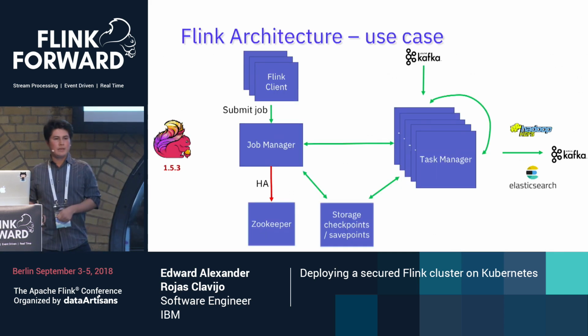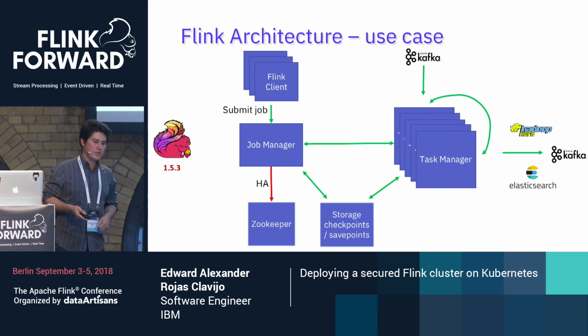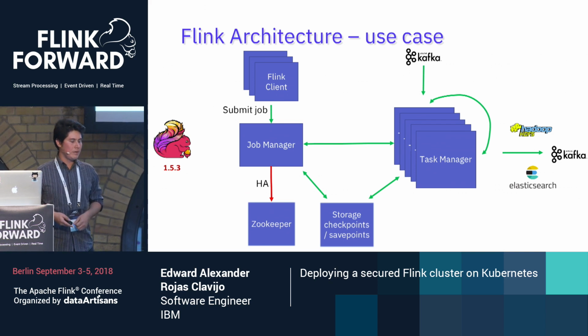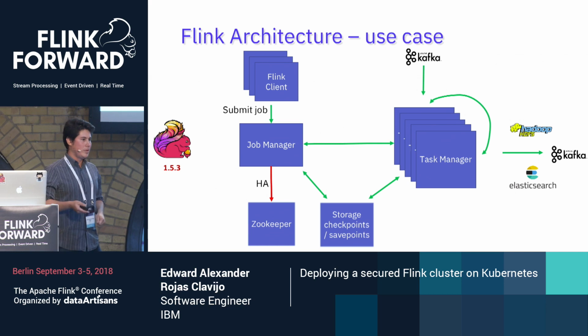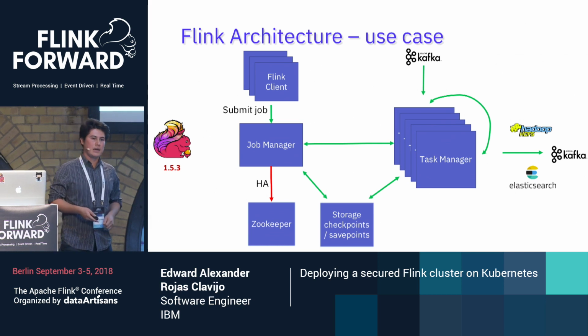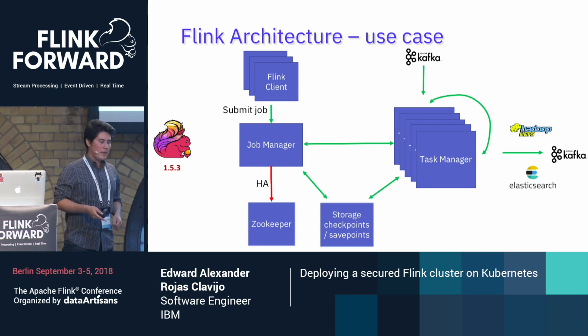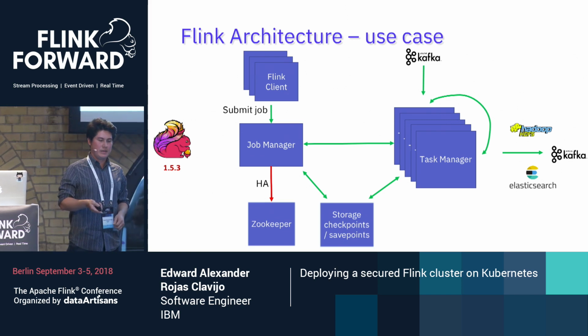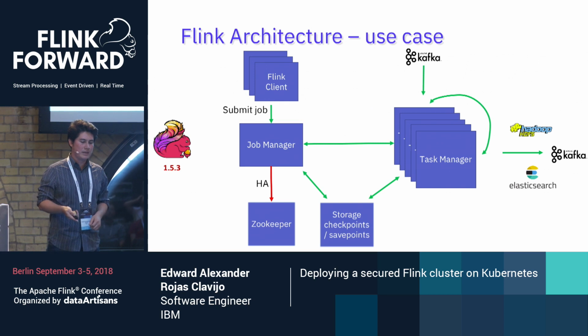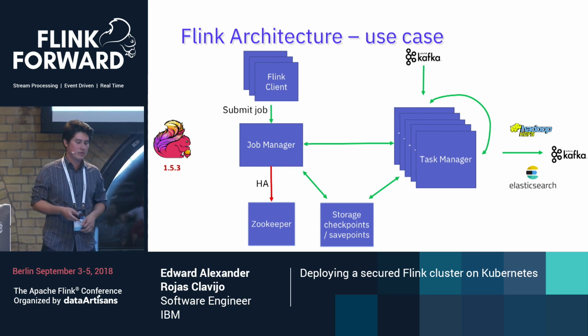So here we have the Flink architecture for our use case. We are using Flink 1.5, and the source of data is Kafka, as I mentioned before, and we are saving the data in Hadoop HDFS, Elasticsearch, and Kafka again. I'm sure you are all familiar with this architecture. It's the general architecture of Flink.